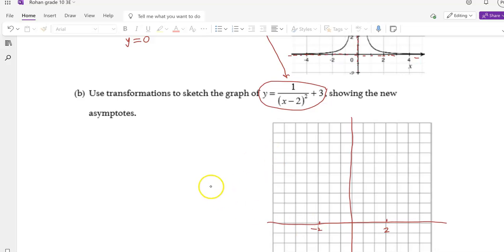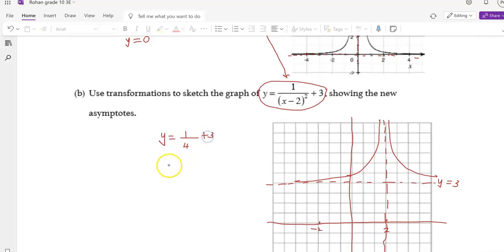What's the best way to do this? Just plot some points and apply the transformation? No, you shift the graph. No need of plotting any points. So y is equal to 3. Just change the asymptote and draw. You can get the y-intercept if you want. If you put x as 0, you'll get 4 plus 3, so 3 1/4.